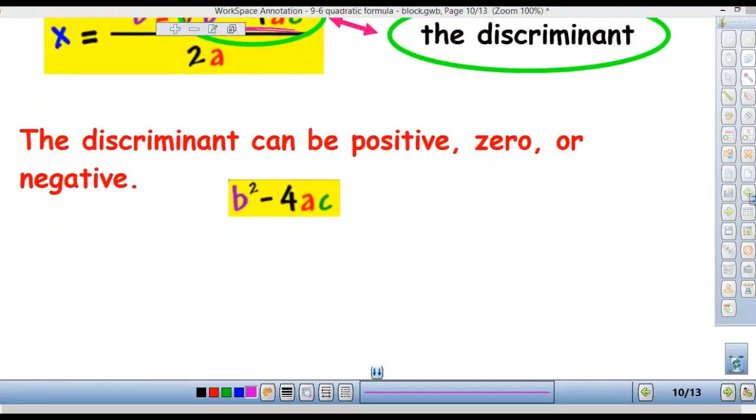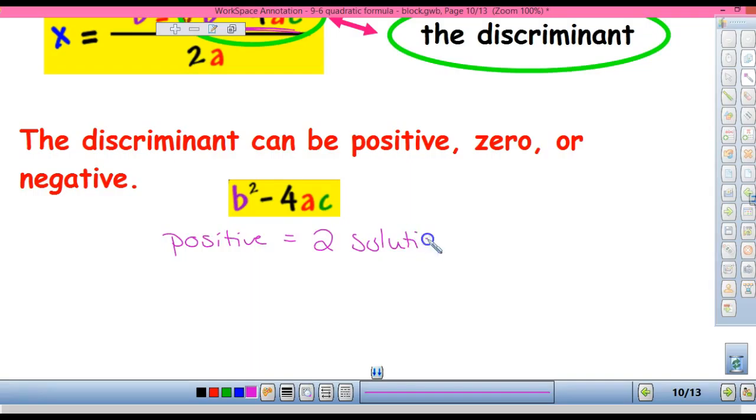If b squared minus 4ac, if it is positive, we are going to have 2 solutions.